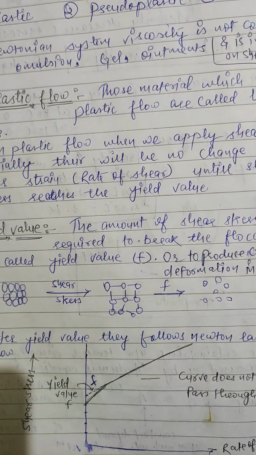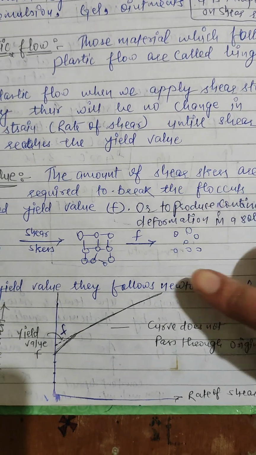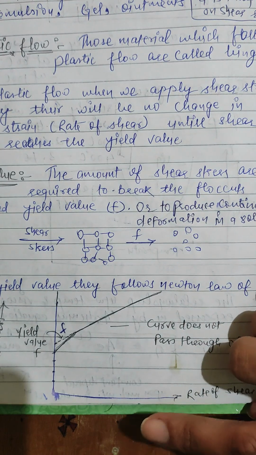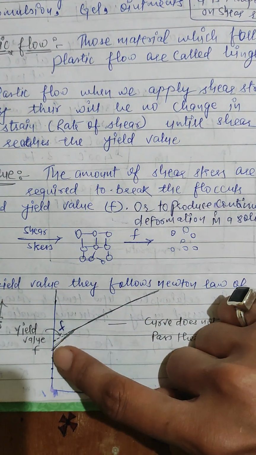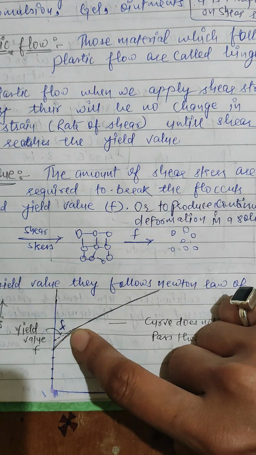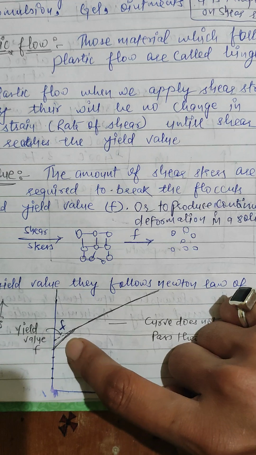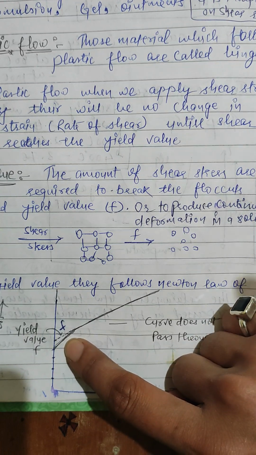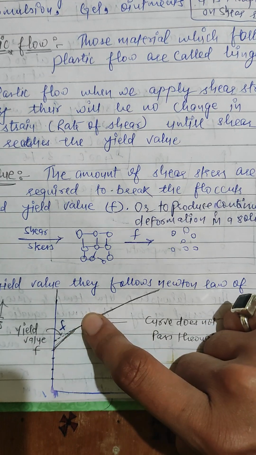Let's make it easy for you. What is yield value? Suppose this is the graph of shear stress versus shear strain. If we are applying some shear stress, some shear force, there will be no change. The fluid will not flow unless a small amount of yield value is applied on it.